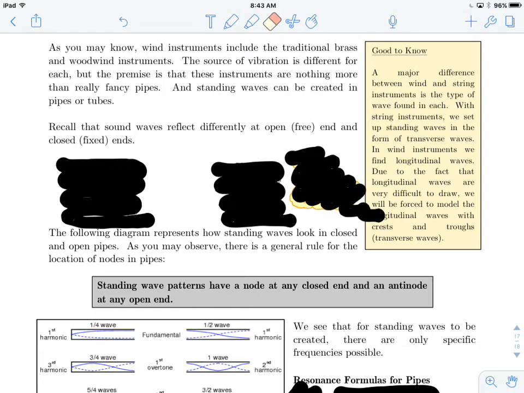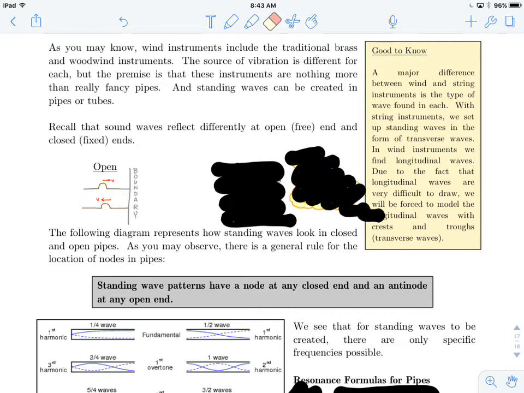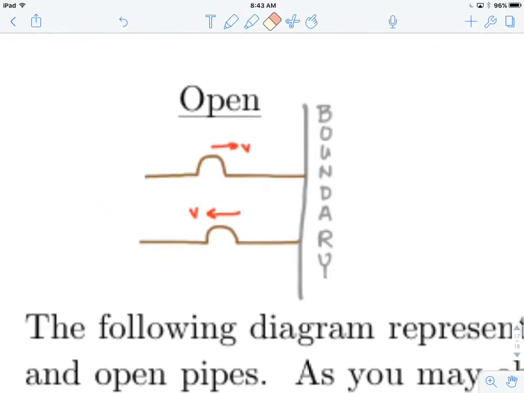So let's recall what happens. First, at an open end, we have a wave that comes in and hits a boundary. And if this is a free end or an open end, the wave will reflect in phase with itself. Okay, so it will reflect on the same side. The pulse will reflect on the same side. So there is no inversion in this case. It simply reflects on the same side.